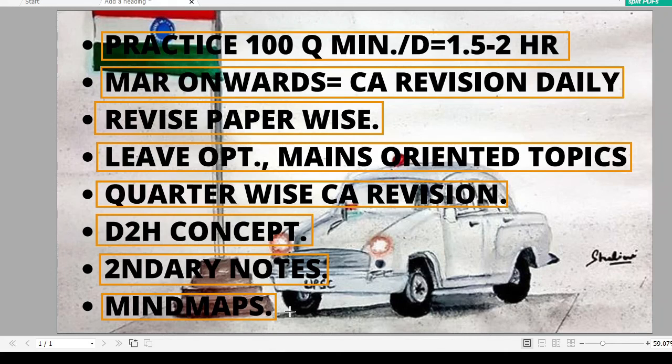This is not my exact strategy, because I have completed all the things right now, as I have attended one mains exam recently. So this should be the strategy for prelims 2022, I feel.